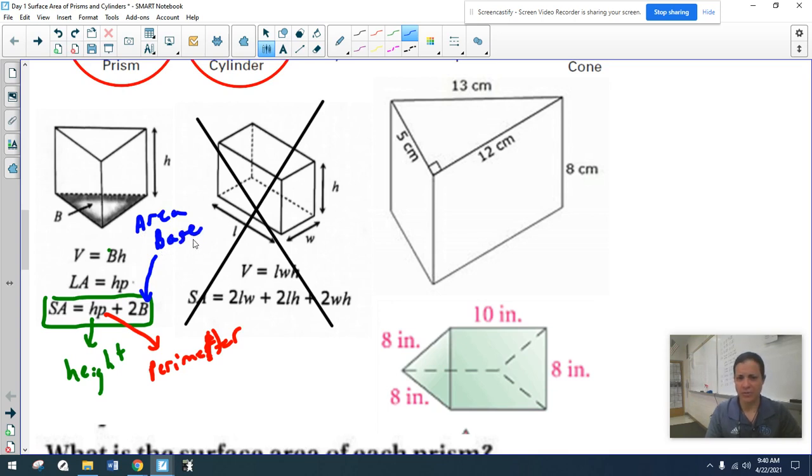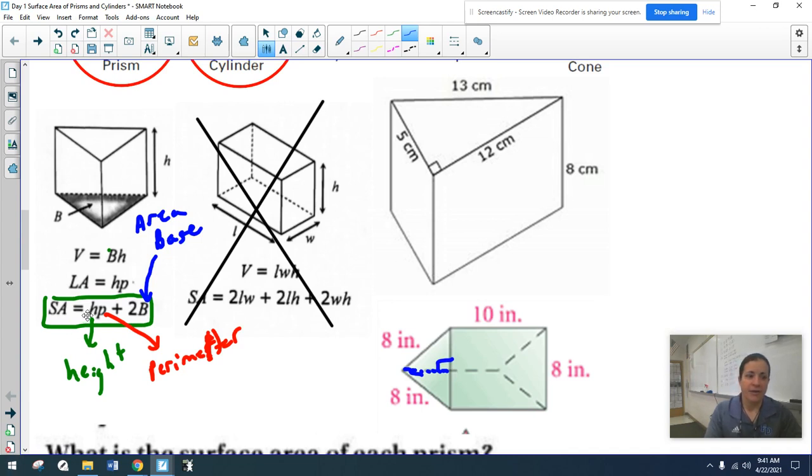So it depends on what your base is. In both of these, my base is, if you notice, the triangle on top and the triangle on bottom, dotted line, you can't see it. Those are your bases. So for the 2B, I'm going to have to find the area of the base. That's what makes this one harder. I don't have the height of the triangle. So that's the only reason why that one's going to be more difficult. Otherwise, it's the same thing.